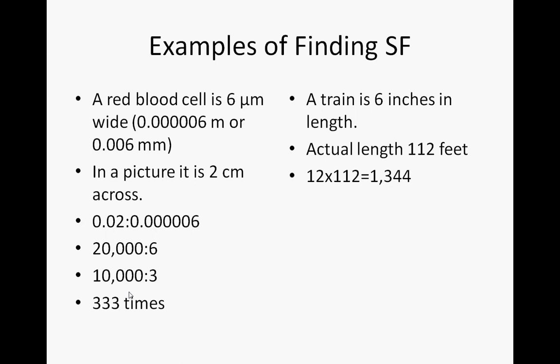So here we go. First I need to convert 112 feet to inches. So I have 12 inches per foot times 112 feet equals 1,344 inches. And now I need to put it in a ratio, model to actual, so I have 6 to 1,344, which is simplified to 1 to 224. So I have 6 inches to 112 feet, which is what we started with.